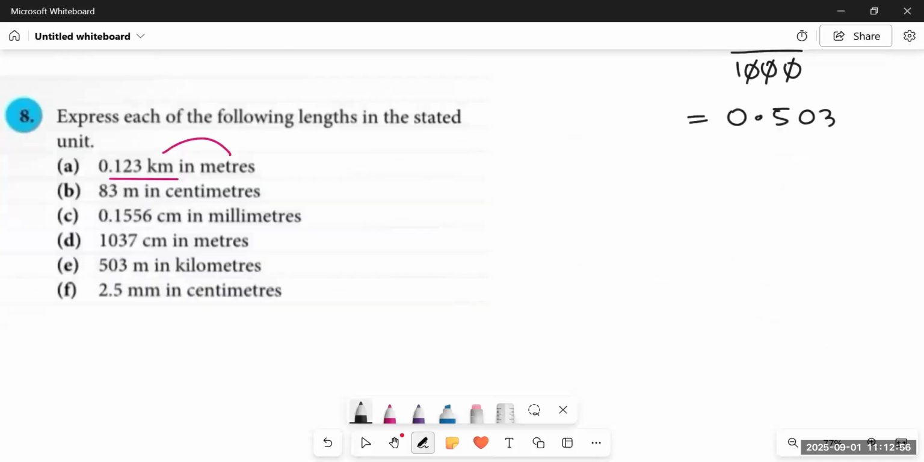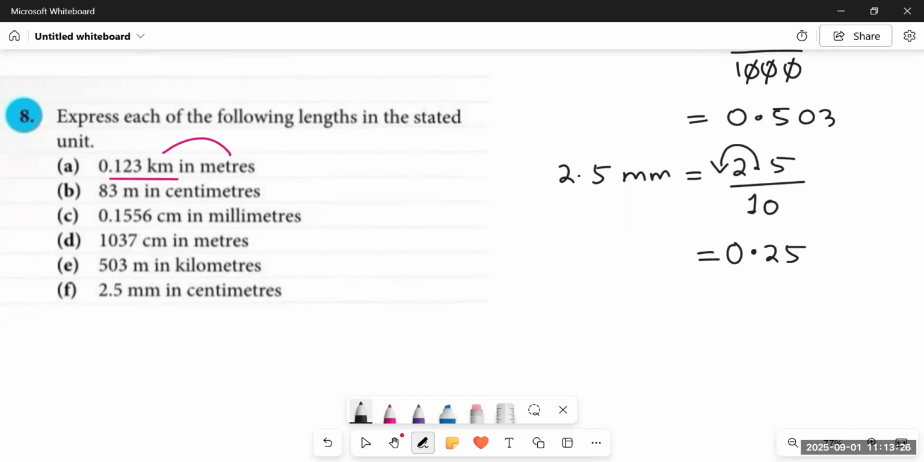Next, we have 2.5 millimeters and we have to convert it back to centimeters. So we'll do the same: 2.5 divided by 10. Why? Because 1 centimeter equals 10 millimeters. So 1 millimeter equals 1 upon 10 centimeters. Upon dividing any decimal number by 10, the decimal will further move backwards and it would be .25. So let's place a 0 before the decimal and it becomes 0.25 centimeters. That's all.